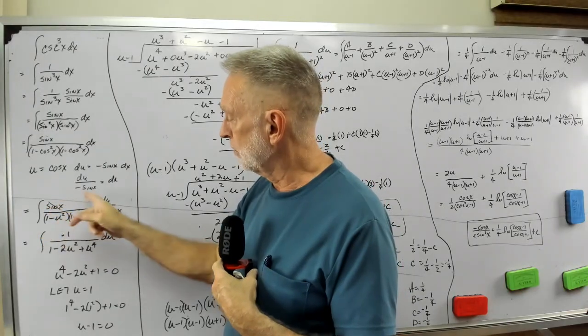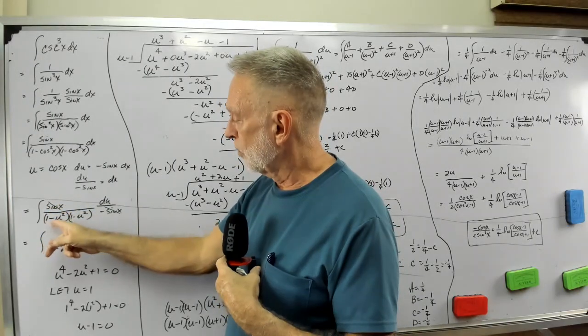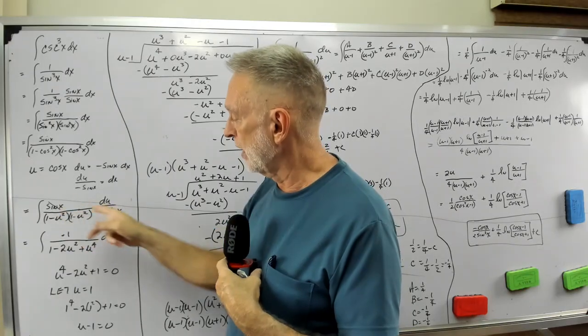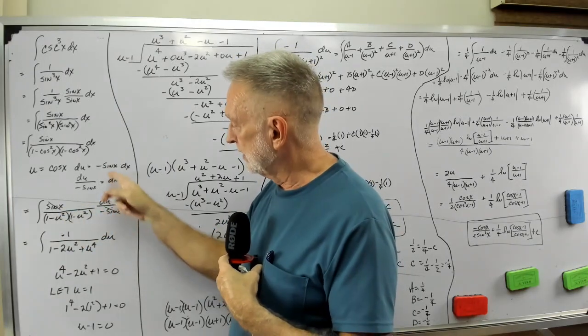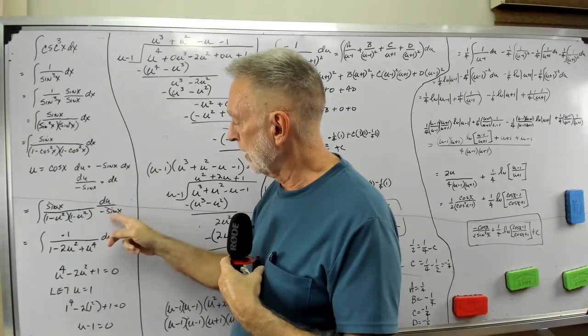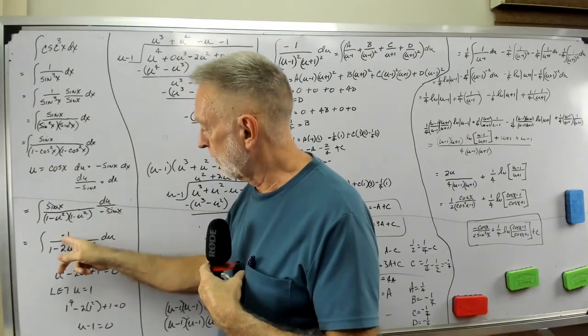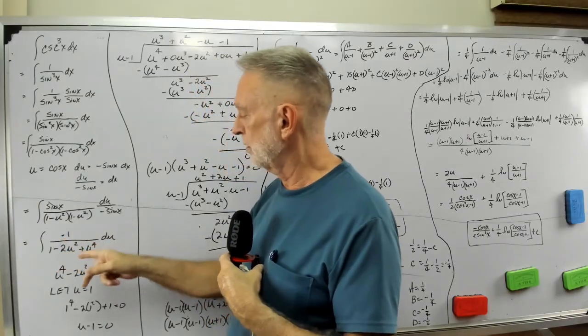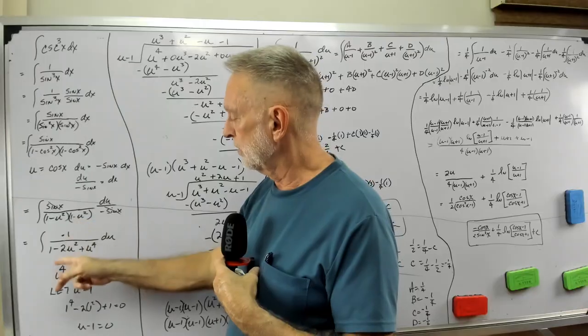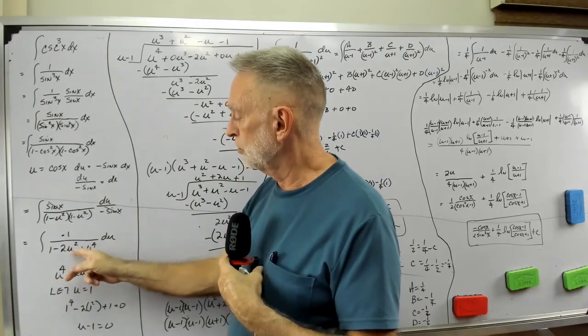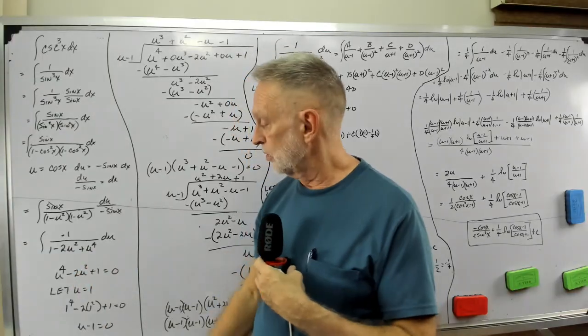That allows me, when I put in my 1 minus u squared times 1 minus u squared, still have the sine x, but the dx then was du over negative sine x. The sine x is cancelled. My negative now is here. Negative 1 times, if I FOIL this out, I get negative 1 over 1 minus 2u squared plus u to the 4th.